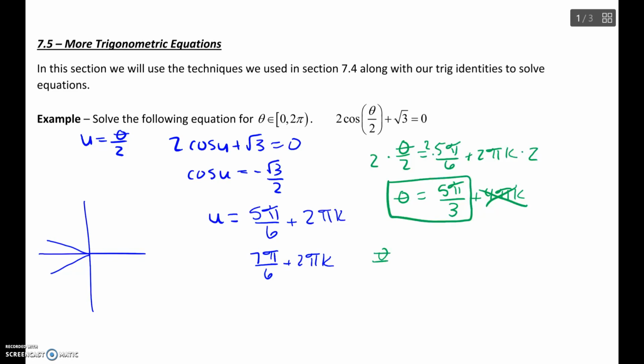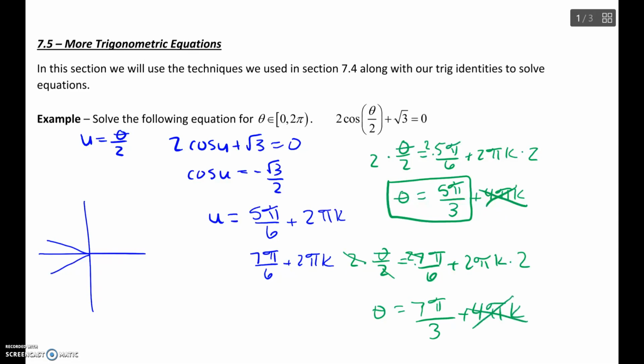Theta over 2 equals 7 pi over 6 plus 2 pi k. Multiply both sides by 2. Theta equals 7 pi over 3 plus 4 pi k. Clearly we don't need the plus 4 pi k, that's too big. But 7 pi over 3 is bigger than 2 pi also, so that one doesn't work either. So the only solution to this problem is 5 pi over 3. That's inside our domain right here.